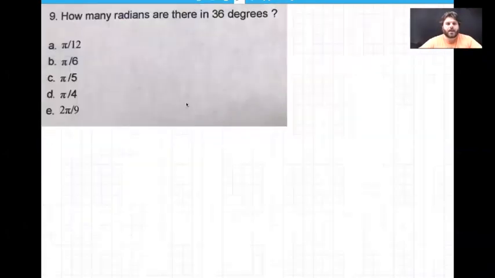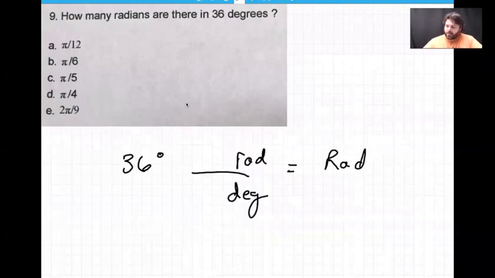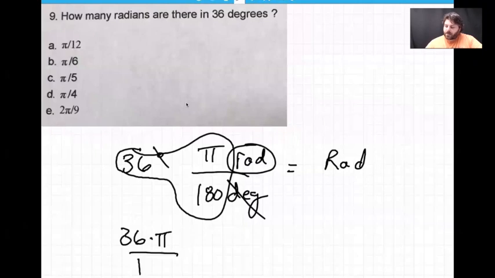All right, how many radians are there in 36 degrees? All right, so we're given 36 degrees. We want to end up in radians, which means I need degrees to cancel and I need radians on top, right? I want the degrees to cancel. That means I need 180 because that's the number of degrees in half of a circle. And we know there's pi radians in half a circle. So there we go. Degrees will cancel with degrees and leave me in radians. All I have to do now is calculate what 36 times pi divided by 180 is.